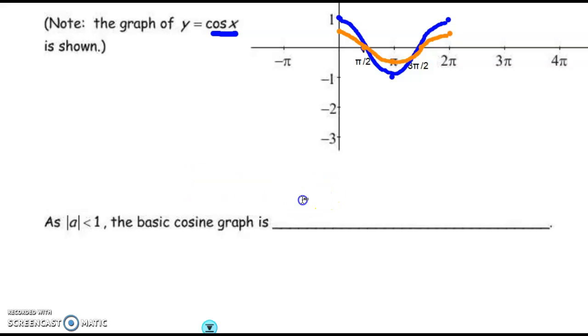I guess we could put "squishes." So that's going to squish the graph. There you go. All right, let's move on.